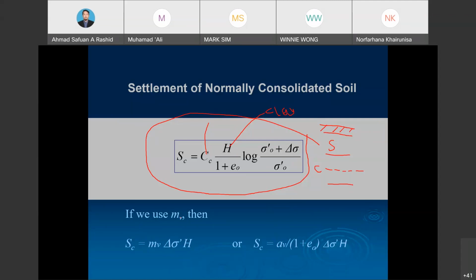If we use MV, this is the formula for the MV. It's very straightforward, where the MV is multiplied with delta sigma multiplied with H. As I told you previously, the MV depends on the range of the pressure, so you need to know what the applied loads are on the top of the surface. Then you may choose at which range of the pressure for the MV value. So MV is very straightforward, but the limitation is that it only covers normally consolidated soil conditions.